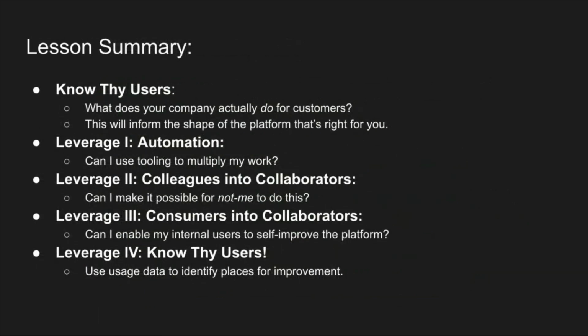That's kind of the summary. So the recommendation: know your users. What does your company actually do? Because that will inform the shape of the platform that's right for you. Obviously, the S3 Athena thing works reasonably well for us, but it might not for you. Automation: using tooling to multiply yourself, turn your colleagues into collaborators, make it possible for not me to do this. Consumers into collaborators: make internal users able to self-improve the platform. And the last one, know your users again, and you can use the usage data to find places to improve things.